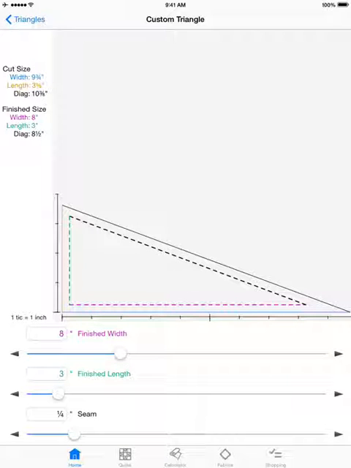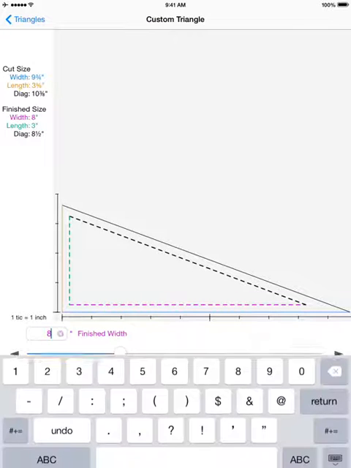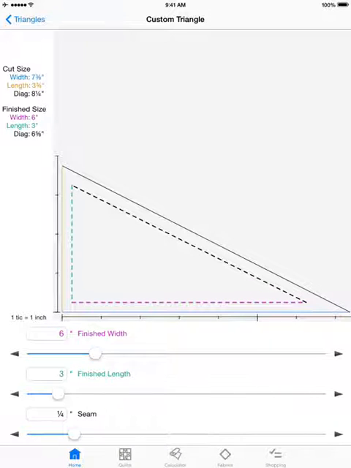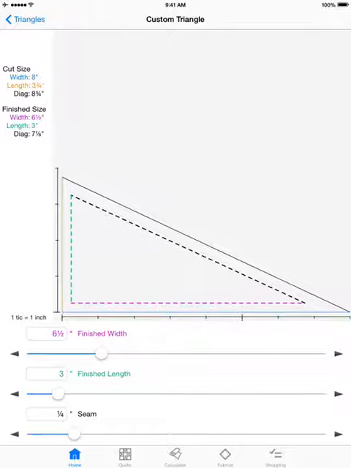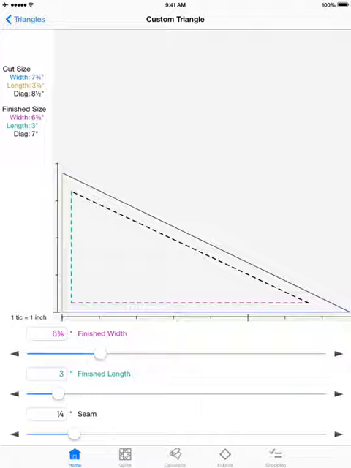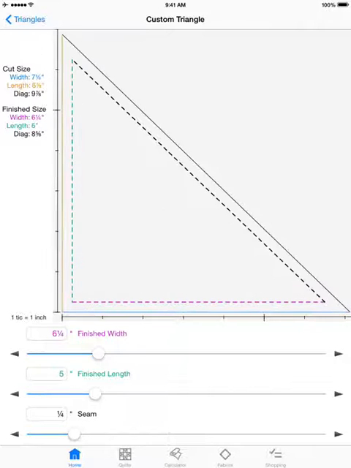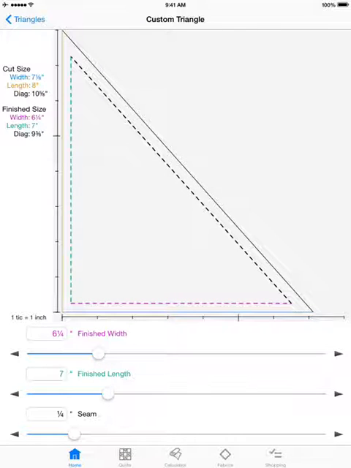To change the dimensions, you can use the sliders as I just did. You can tap in the entry area and use the keyboard to change your dimensions. Or you can tap on the slider, either the far right arrow to increase it or the far left arrow to decrease it. Now notice on the custom triangle you can change the width and the length. The length is designated by the green line in the drawing, and you can also change the seam line.